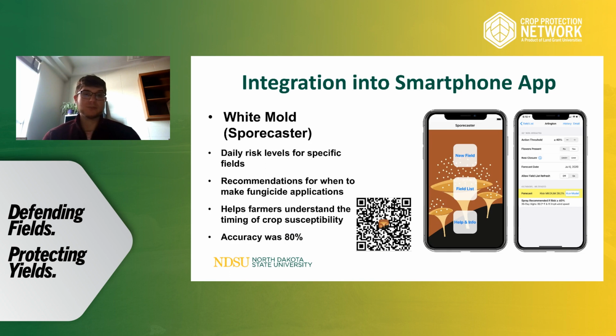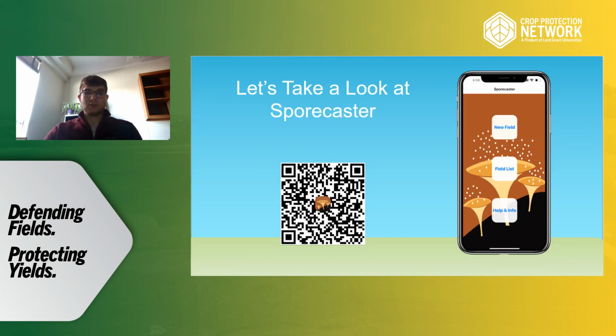So these models were developed into a tool called Sportcaster, like I mentioned, and these give daily risk levels for that particular field. So on the right-hand side of this image of a phone, we see that the risk level is at about a medium level at 28%. And this helps give recommendations for when to make these fungicide applications in a very simple and effective way. Okay, so far these tools have shown to have about 80% accuracy. So let's take a look at Sportcaster and just walk through the setup of that app.